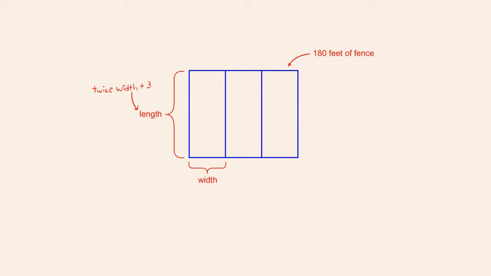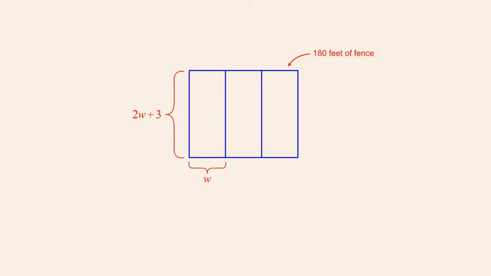However, we are not told the dimensions of the pens. Fortunately, using algebra, the length and width of the pens can be calculated. To find the length and width, we assign the unknown variable to either quantity and write the other quantity in terms of that variable. Let's let the variable W represent the width of a pen. Since the length of a pen is twice its width plus 3 feet, we can write the length as 2W plus 3.